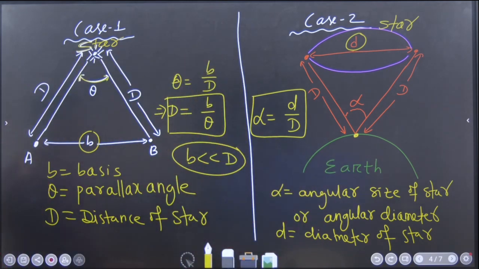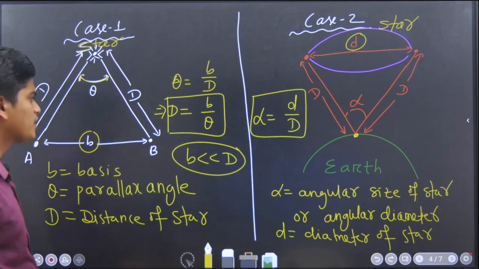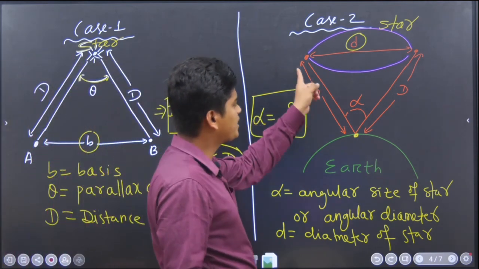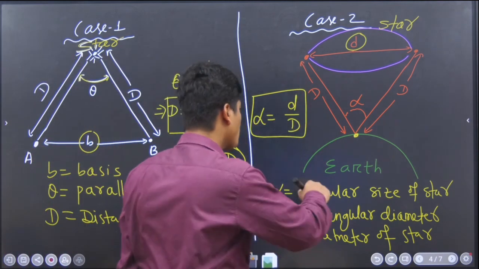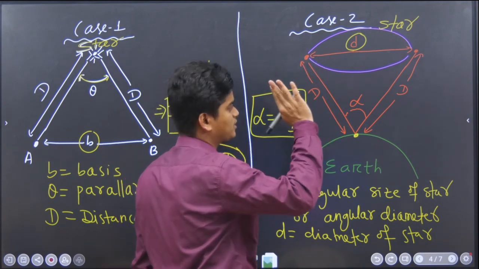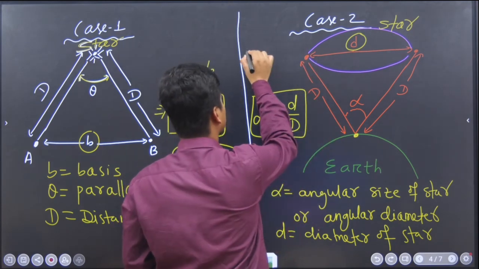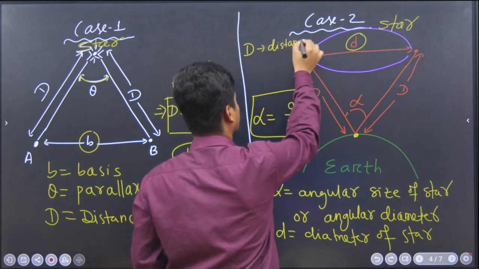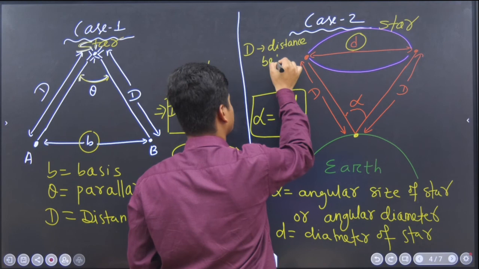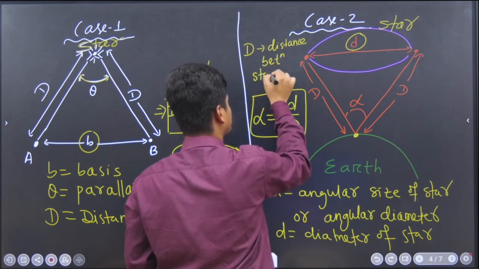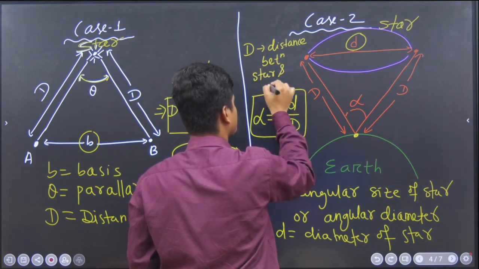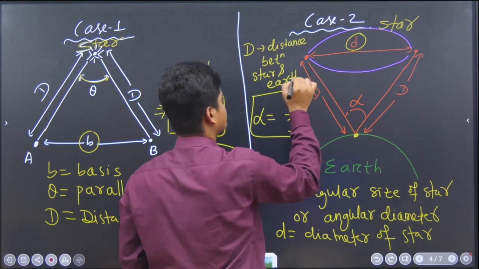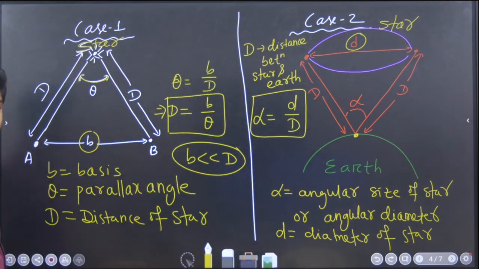How to use this formula I will be explaining now. And here this capital D, if you want to tell, capital D is nothing but the distance between that star and earth. Okay. So capital D, if you want to write, you can write capital D is nothing but the distance between star and earth. Okay. So this much you must remember about this measurement of length.